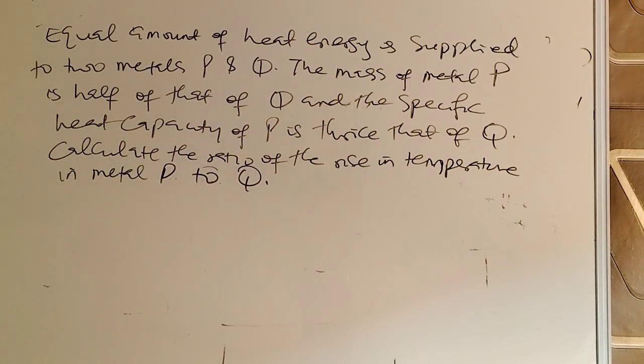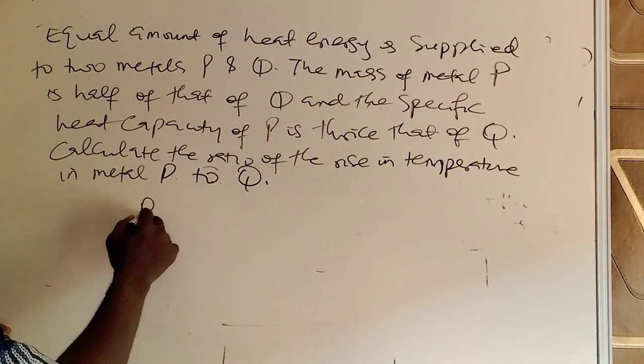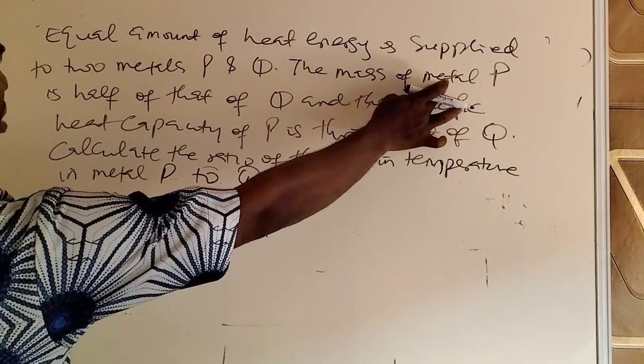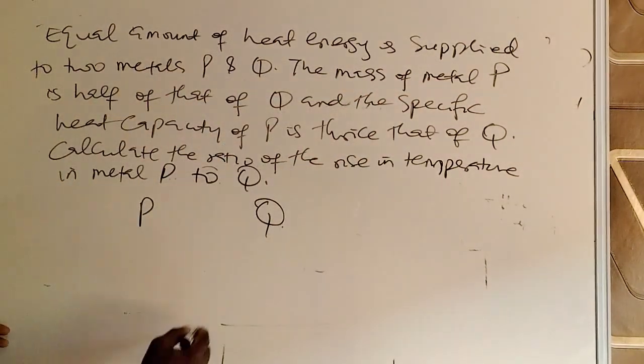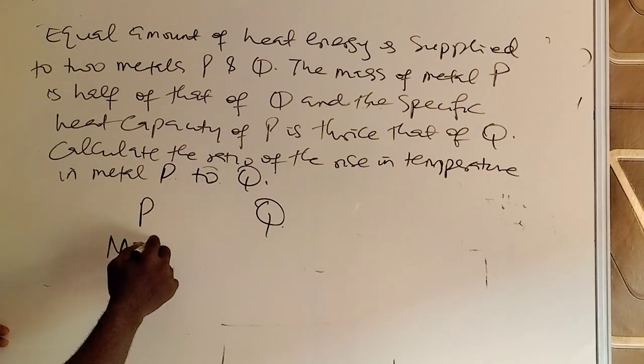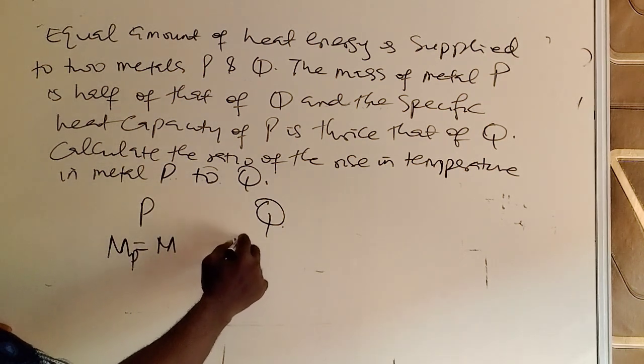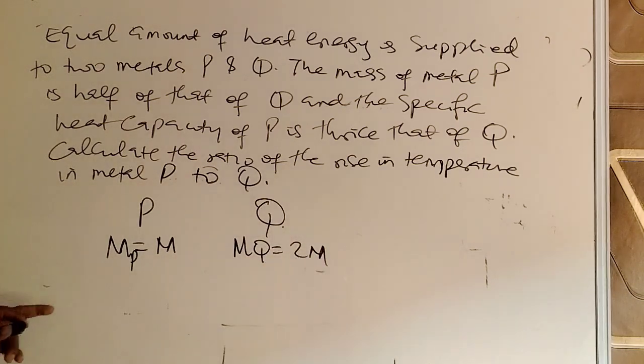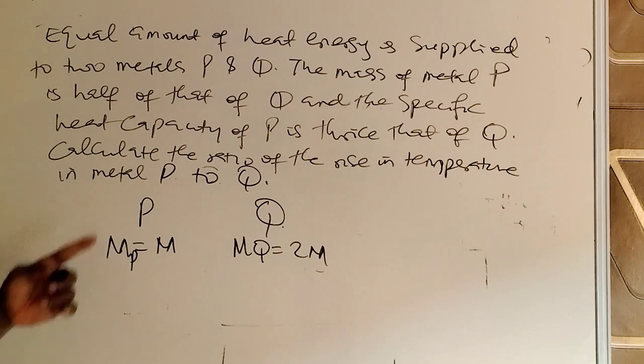Take it once more. Equal amount of heat energy is supplied to two metals P and Q. The mass of metal P is half that of Q, and the specific heat capacity of P is thrice that of Q. Calculate the ratio of the rise in temperature of metal P to Q. To solve this problem is not difficult. It's a two-component system, P and Q. We have two metals here. The mass of metal P is half of Q. So if I take the mass of metal P as M, then the mass of metal Q will become 2M, because the mass of metal P is half of Q. So you understand the grammar.